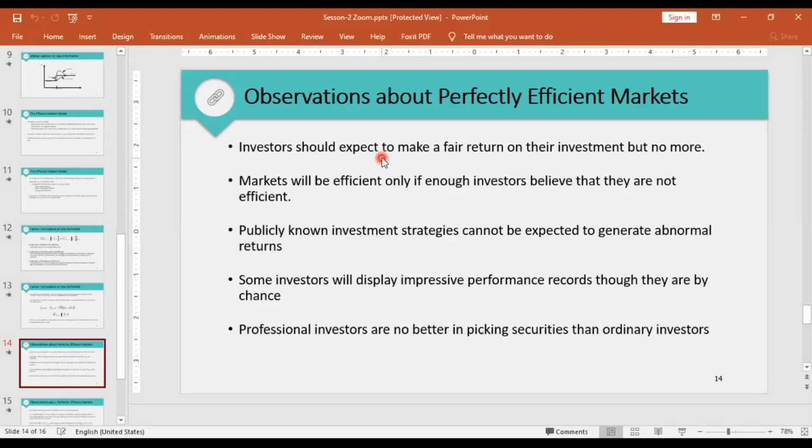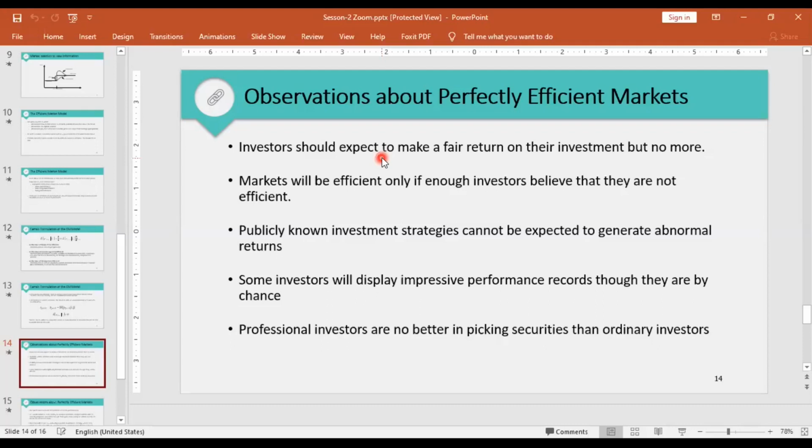And fourth one is some investors will display impressive performance reports, though they are by chance. It is by chance only you get an impressive performance. It will not happen regularly. It is only by chance.